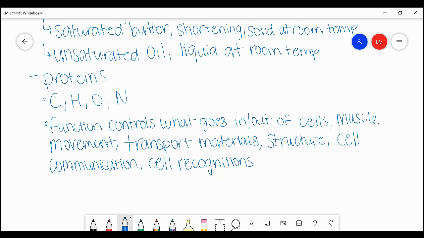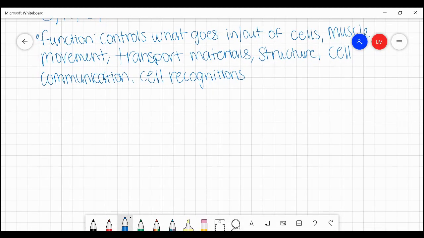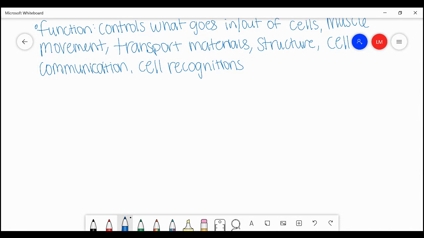Next week, we will talk about a special case of proteins called enzymes. So we'll add that to our list, but we'll talk about that later.